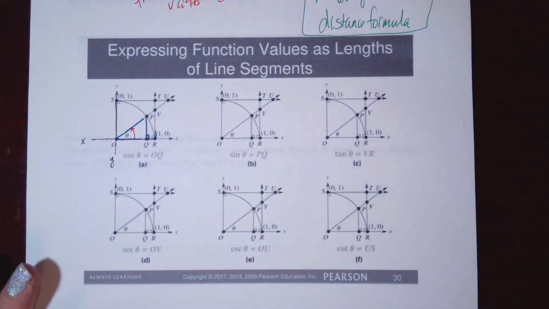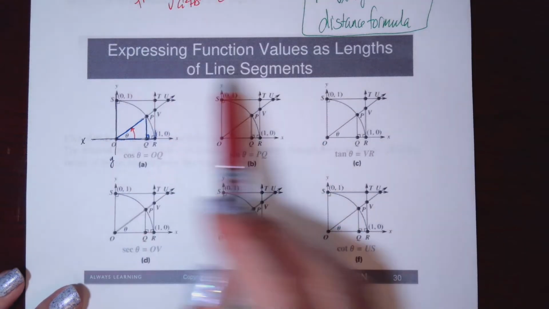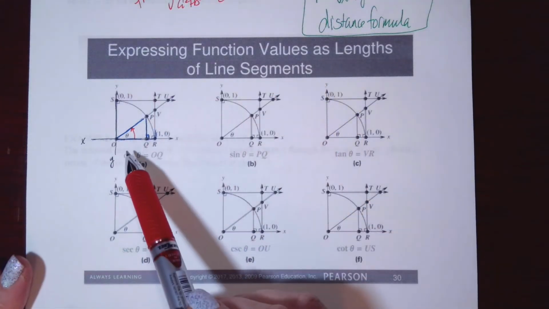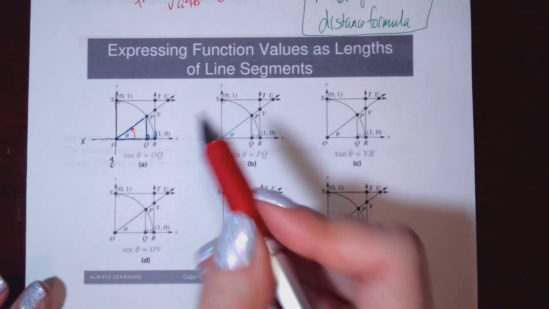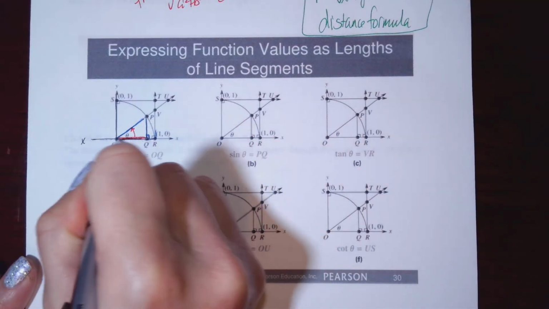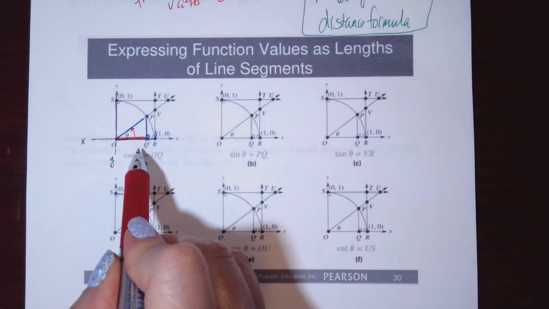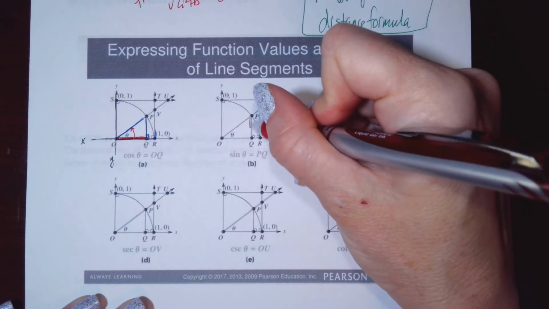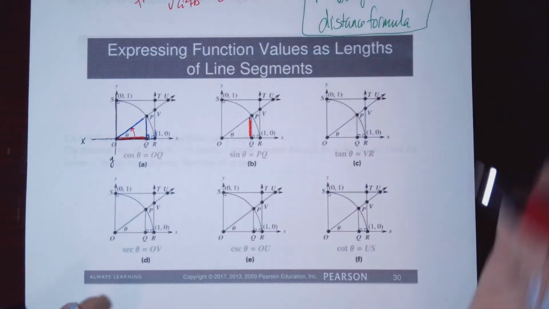Okay, well each of my 6 trig functions can be expressed as lengths of line segments that are related to that angle theta. Cosine is this segment right here, the distance out on the x-axis. Sine is this segment right here, the distance up.